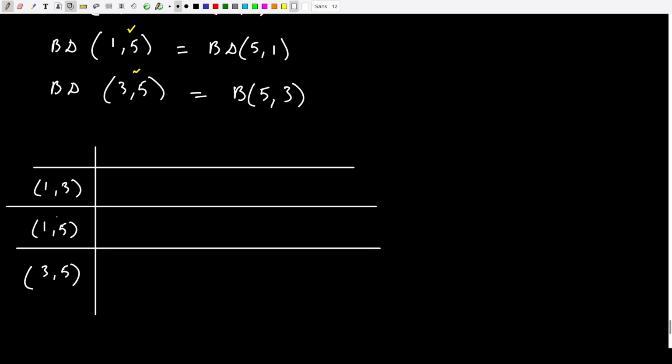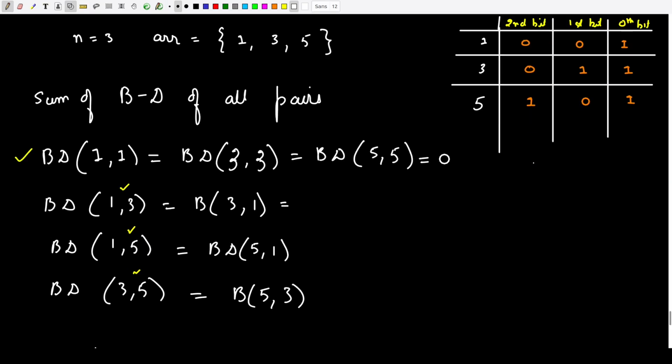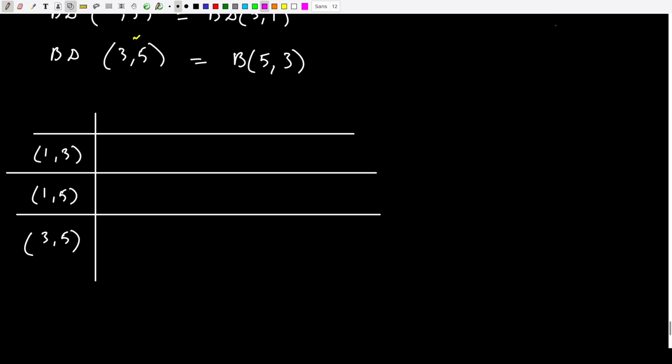So let us compute the bit differences for the pair 1, 3. If you look at our binary representation of the numbers, 1, 3 differs at how many positions? Well, at the 0th position and at the 2nd position, the digits are the same. Whereas at this position, the numbers differ. It is on the first bit and the number of times it differs is just 1. So the bit difference for 1, 3 will be 1, and it differs on the first bit.